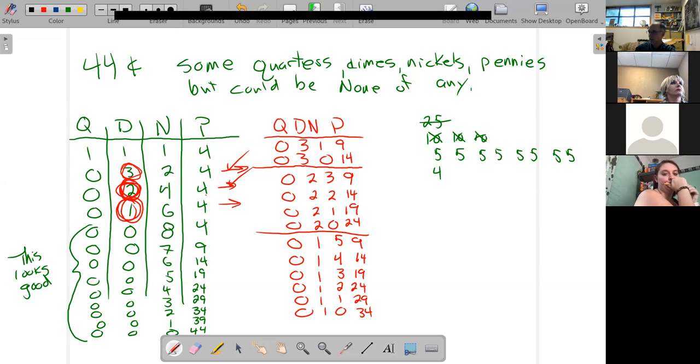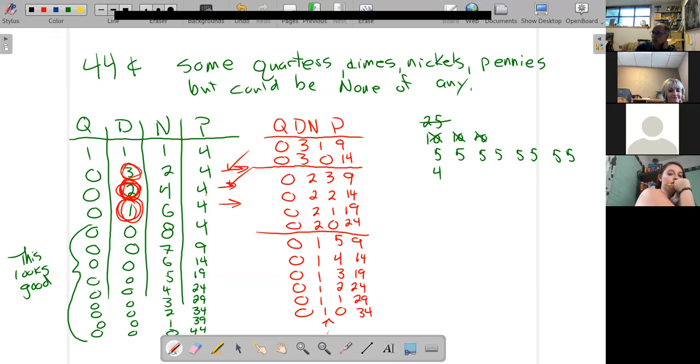So just double checking some of these. That's 10 cents here. Plus 34 is 44. 10, 15, and 29 is 44. Yeah, the last two look good. I think the ones in between are going to be good too. All right, so let's see. Have we exhausted all possibilities?